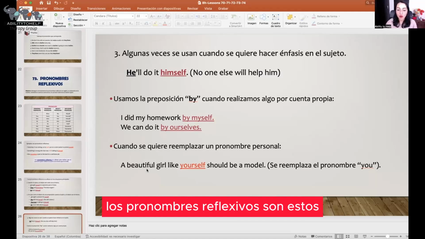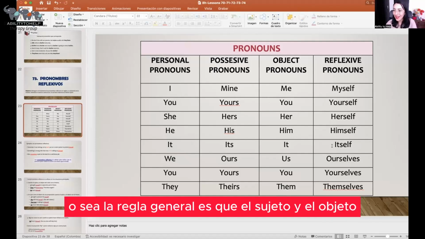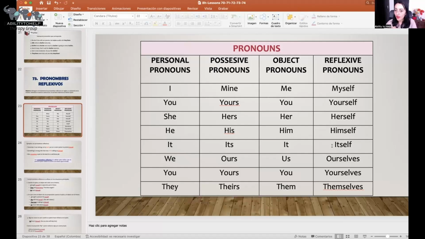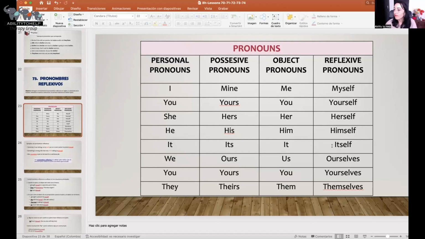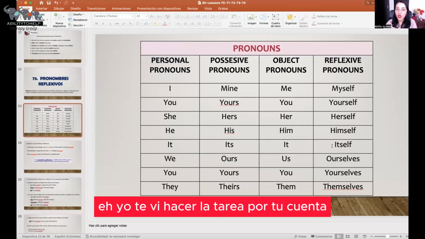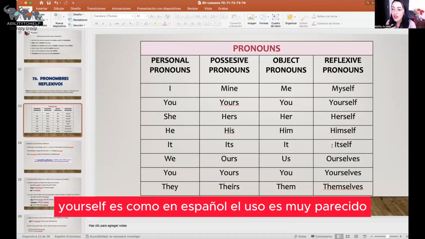Los pronombres reflexivos son estos. Myself, yourself, herself, himself. Todos estos sirven y se utilizan, o sea, la regla general es que el sujeto y el objeto sean los mismos, ¿cierto? Yo me compré un presente a mí mismo. Yo te vi hacer la tarea por tu cuenta, tú mismo. Entonces, cuando tú quieres enfocar que fuiste tú el que lo hiciste, yourself. Es como en español, el uso es muy parecido.